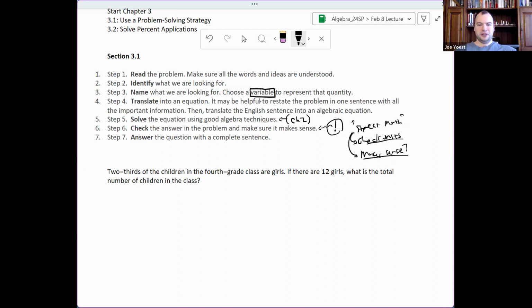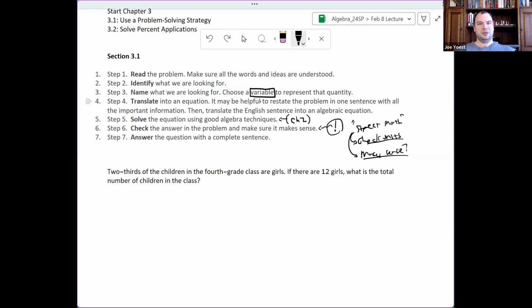If I'm looking for number of children in a class and I get -13, does that make sense? Well, probably not. If I'm looking for number of children in a class and I get 12.7, does that make sense? Probably not, right? I can't have a negative number of kids in a class. I can't have a fractional number of kids in a class. So does my answer actually make sense in the context of what I'm looking at?